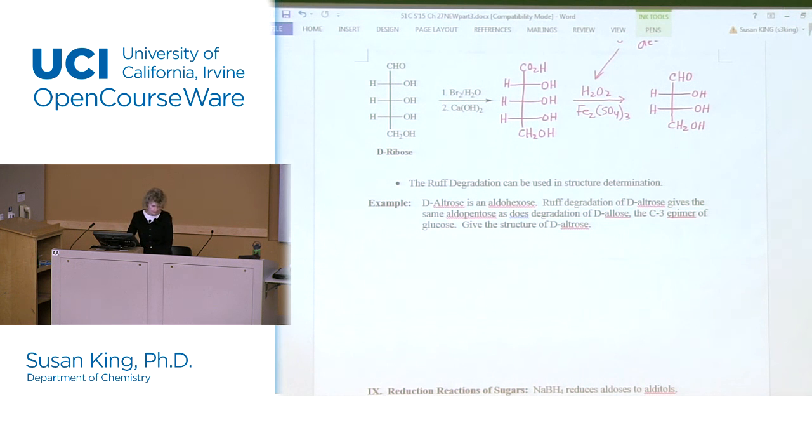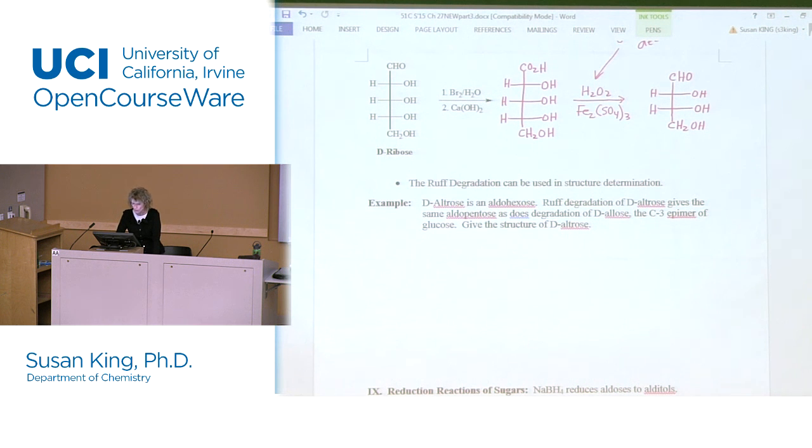All right, so here's an example. And what I recommend that you do is you read through the Fischer proof of structure that's in chapter 27, so you can see how all these reactions are used to determine how Fischer was able to come up with the structure and assign all of the stereocenters in glucose without any of the modern technology that we have now. It's pretty amazing that he was able to do that. Okay, so here's an example.